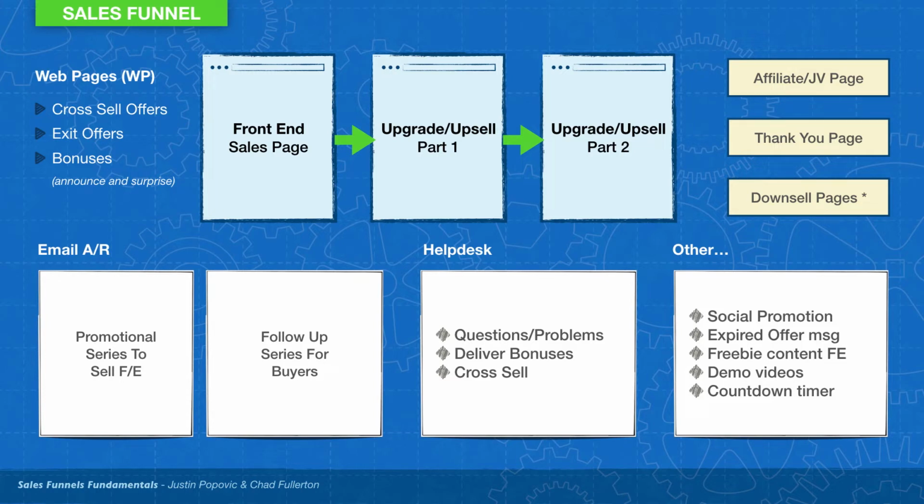It could be very simple. It could be just a front end offer and a thank you page. That's still a funnel. It could be more like you're seeing on my screen here with upsells and downsells and affiliate pages. That's more complex. You would probably evolve into that.